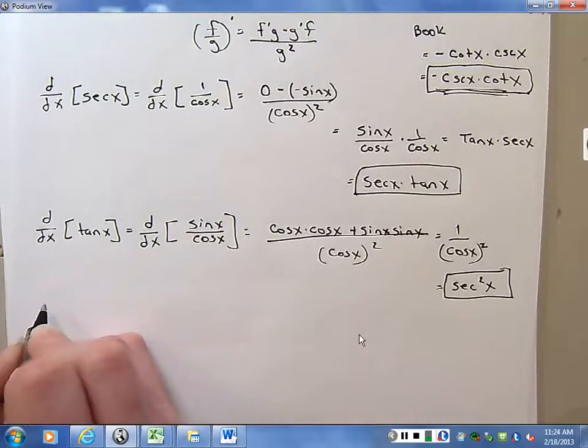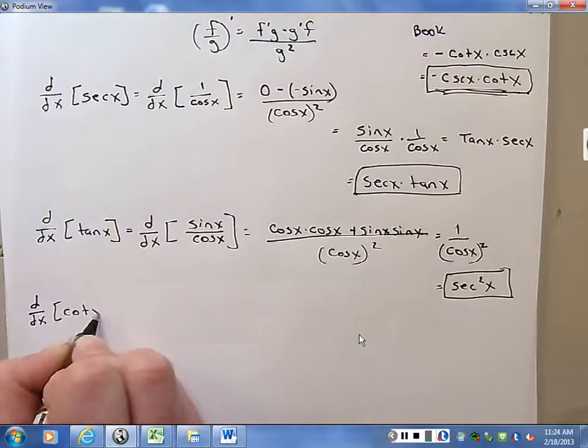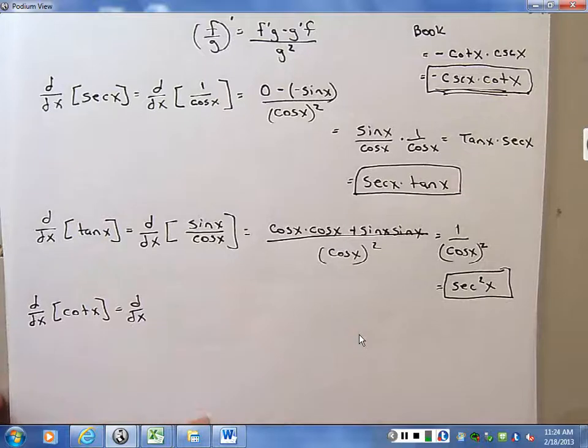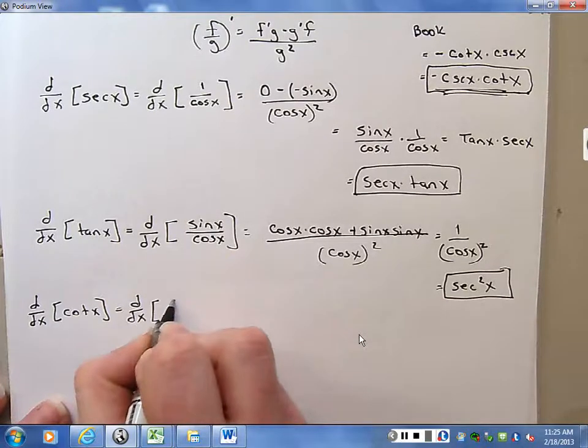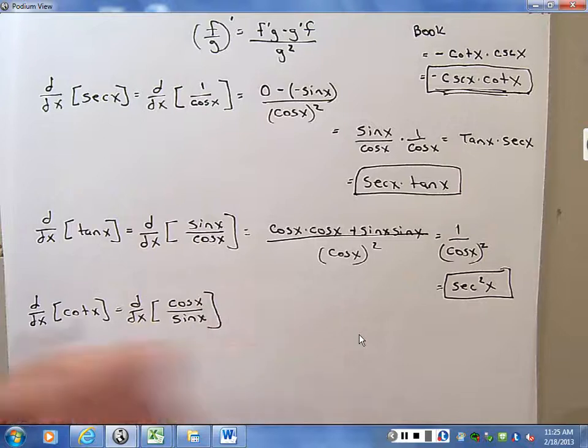Our last one, the derivative with respect to x of cotangent of x. I could do 1 over tangent, since I know the derivative of tangent. Or I could do cosine over sine. Right? And we can do both ways to show you it's going to be the same answer.